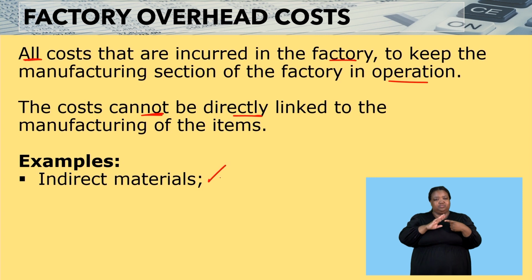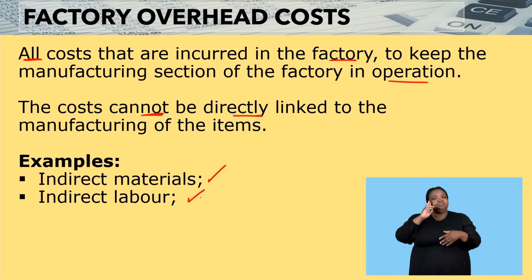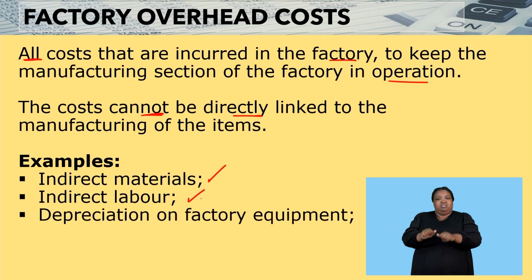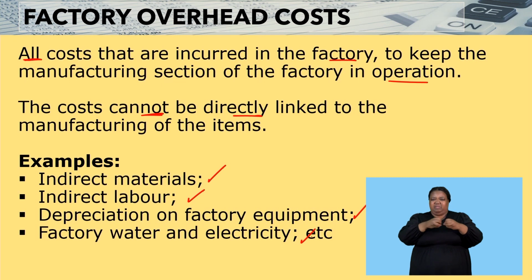Number one, indirect materials. You remember we spoke about this, such as your cleaning materials. Indirect labor. We also touched this one, such as the labor of the factory cleaner or the supervisor. Depreciation on factory equipment. Remember the equipment that we're using in the factory. As we're using it, the moment it loses value, that cost, which we call depreciation, we will add it to our factory overheads. And then we also have factory water and electricity and many others that I've not mentioned in this class.